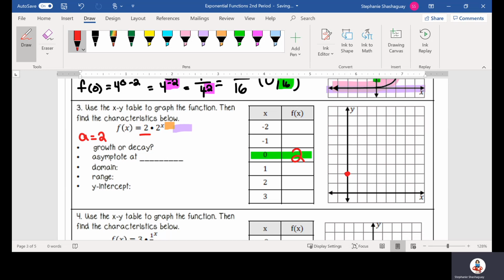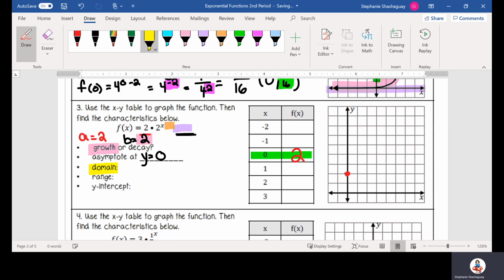All right, I can look at my b term next. My b, my ratio, is equal to 2. Well, anytime my ratio, my b term, is greater than 1, I'm going to have exponential growth. My asymptote here is going to be 0. I have no constant here, so that's how I know my asymptote is 0. So y is equal to 0.